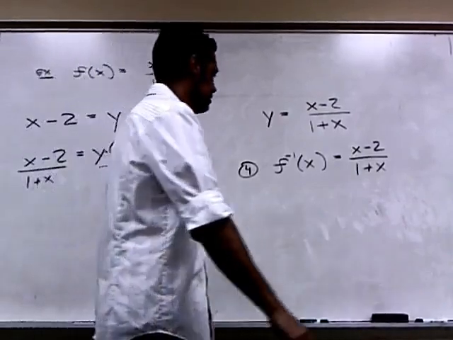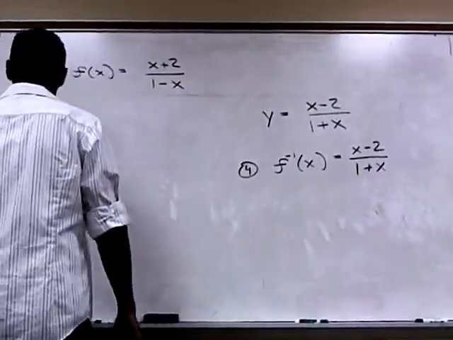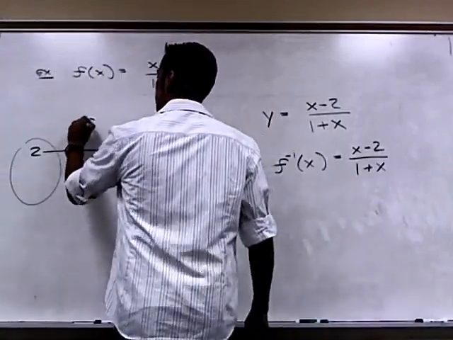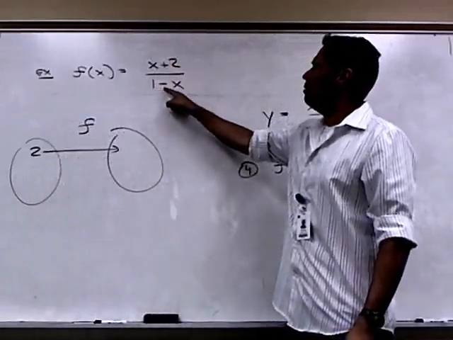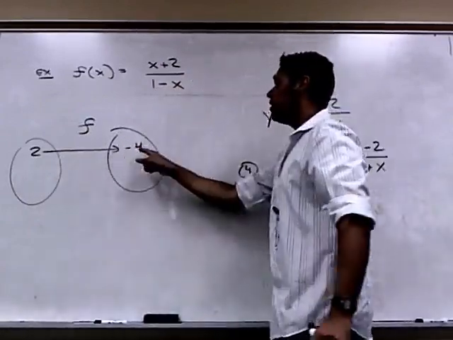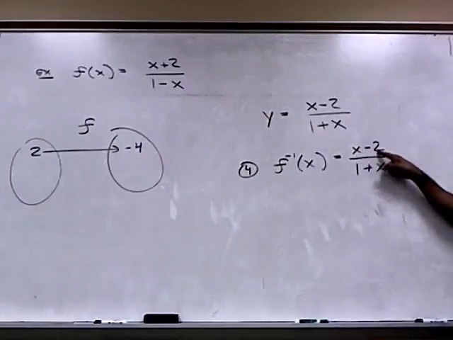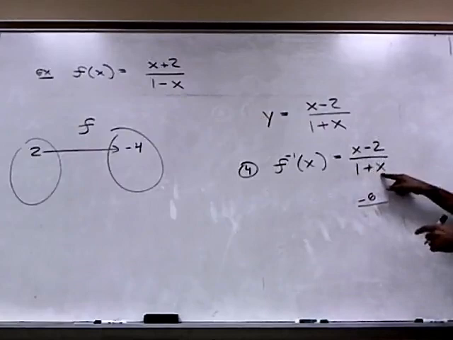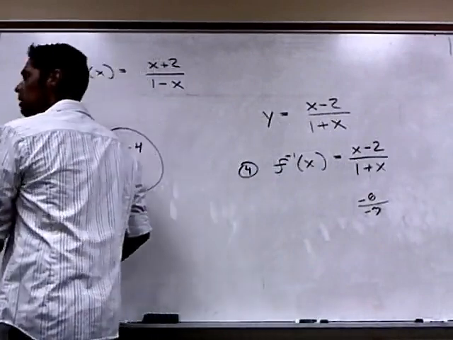Now, shall we verify real quick? Sure, I'll verify. If I were to take, let's say, 2 and plug it into F, what would happen? 2 into this. 4 over 1 minus 2 is negative 1, so 4 over negative 1 would be negative 4. Now, if I plug negative 4 into this, I better get 2. What's negative 4 minus 2? Negative 6. So we have negative 6 on top. What's 1 plus negative 4? Negative 3. What's negative 6 over negative 3? 2. So it went back. Okay?